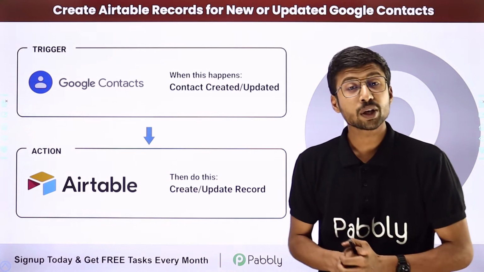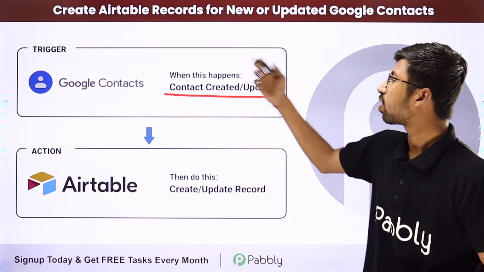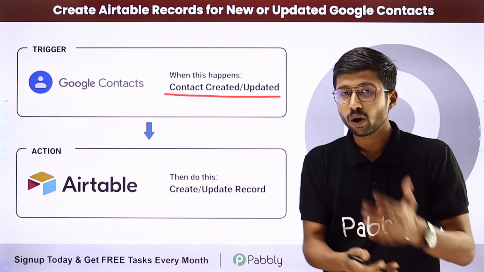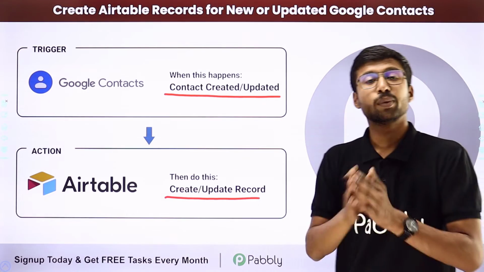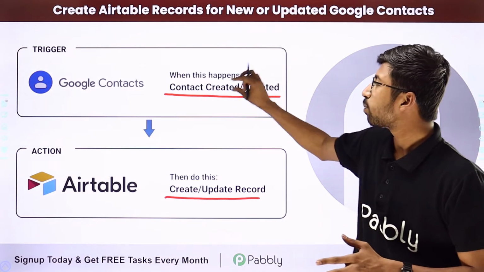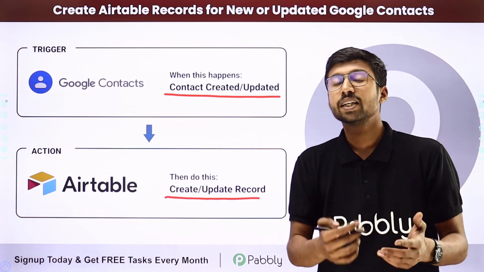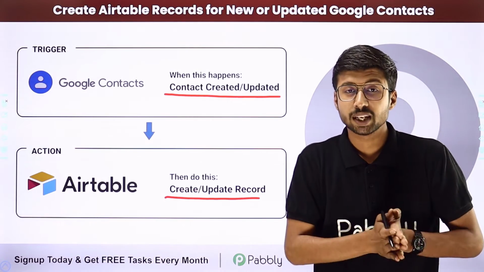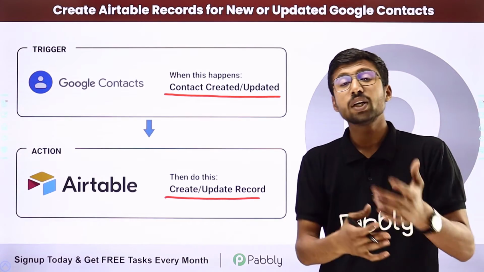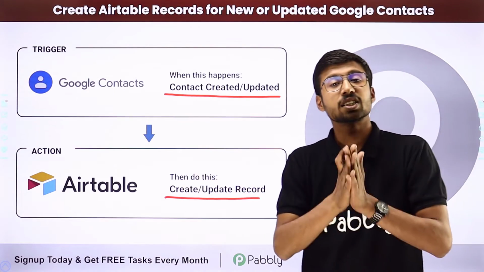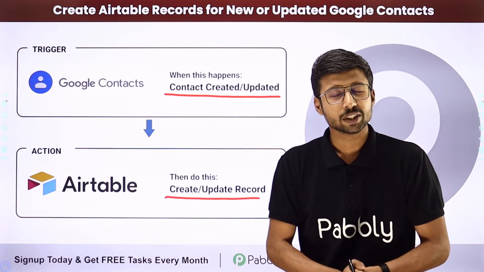So in this video, we are going to set up an automation using which whenever we create or update a contact in Google Contacts, automatically the same contact will be created or updated in Airtable as well. Like if we have updated some contact in Google Contacts and we also have the same contact in Airtable, then the contact details will be automatically updated in Airtable as well. And in case we create a new contact in Google Contacts and we don't have that contact in Airtable, in that case, a new contact will be created in Airtable as well. We are going to add a new record, new details over there.